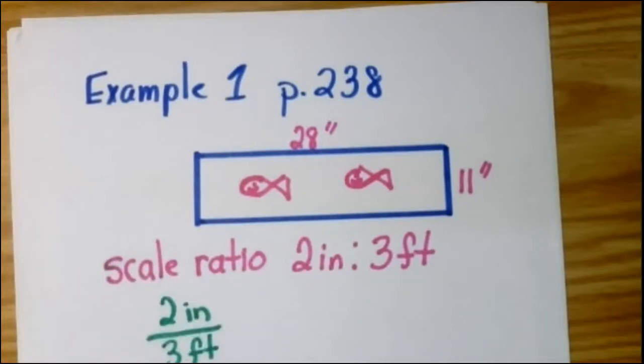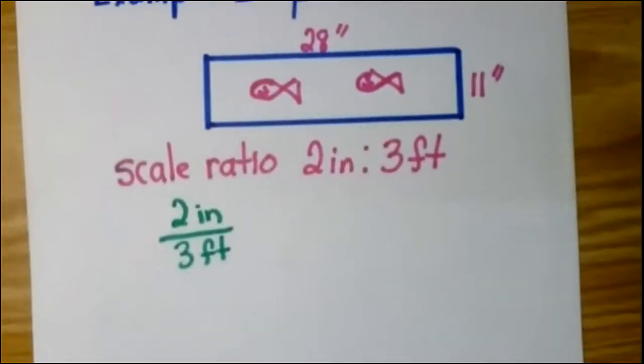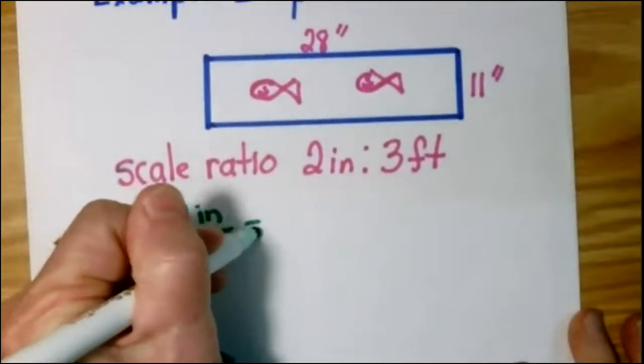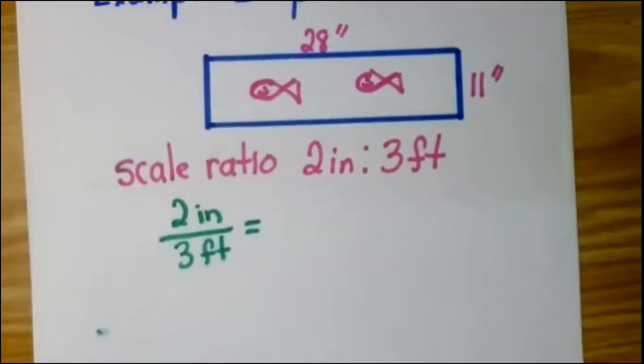So always set it up like that to start with, just like we did when we did our percents. We set up something over something equals something over something, and there was always one thing missing. Same thing with this. So now they are asking us, what is the area of the actual wall?